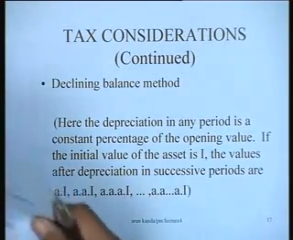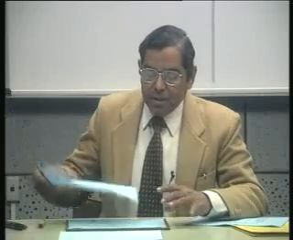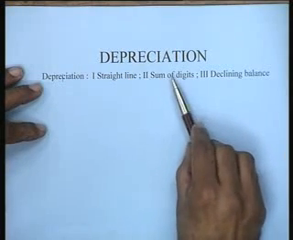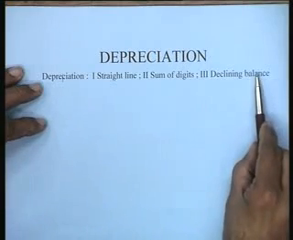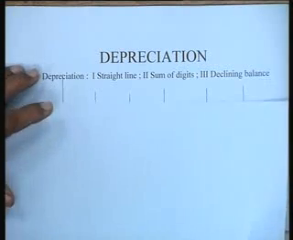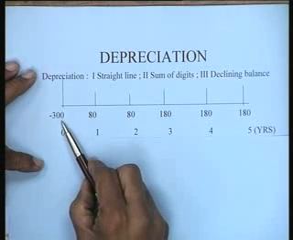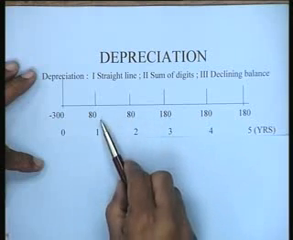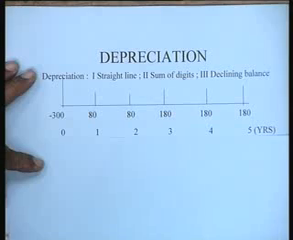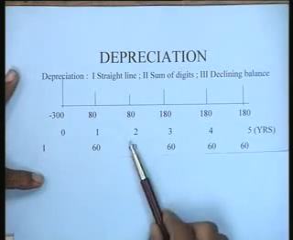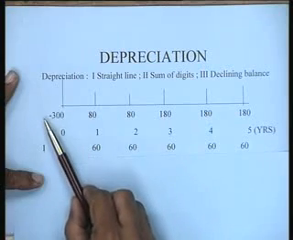Let us see how this depreciation method would affect our example project. Let's compute the depreciation in this example project by these three methods. Number one, the straight line method. Number two, the sum of digits method. And number three, the declining balance method. First, look at the stream of cash flows. This was our project. We have 5 years. At time 0, I have to invest 300,000, and my gross cash flows are 80, 80, 180, 180, 180. If I use straight line depreciation, the total asset value is 300.